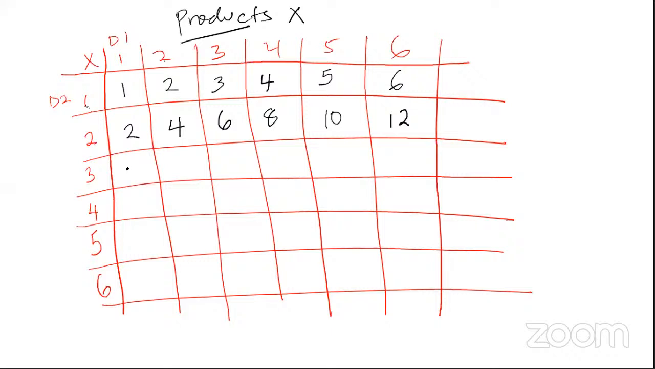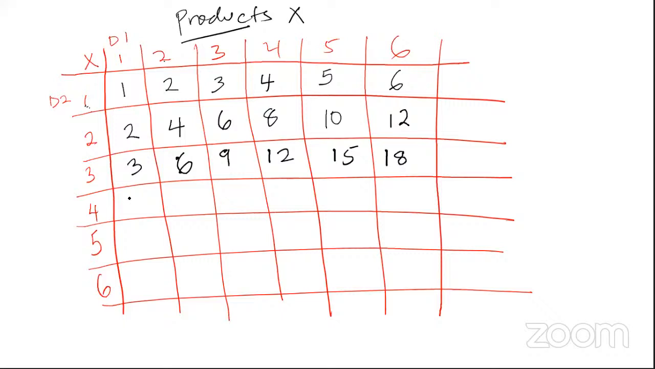Move to the next line. 3 times 1 is 3. 3 times 2 is 6. 3 times 3 is 9. Good. 3 times 4 is 12. 3 times 5 is 15. Good. 3 times 6, we get 18.